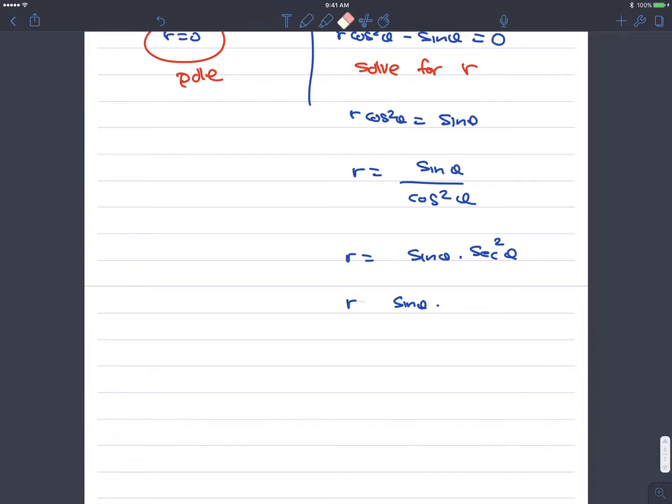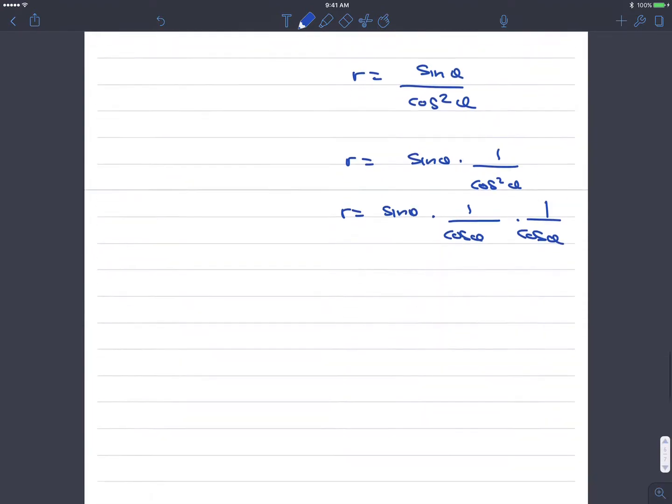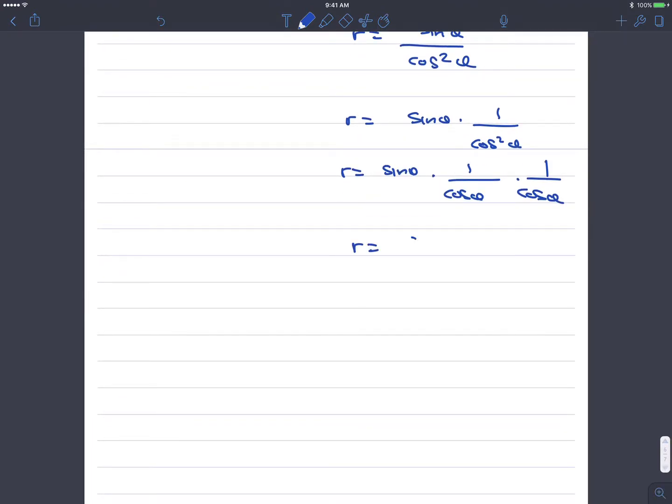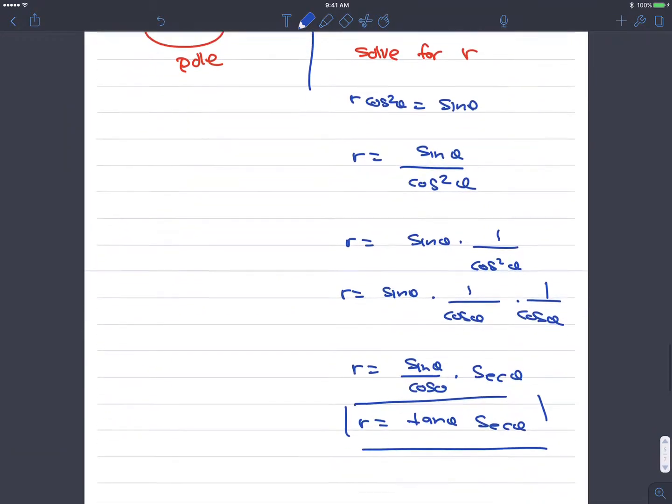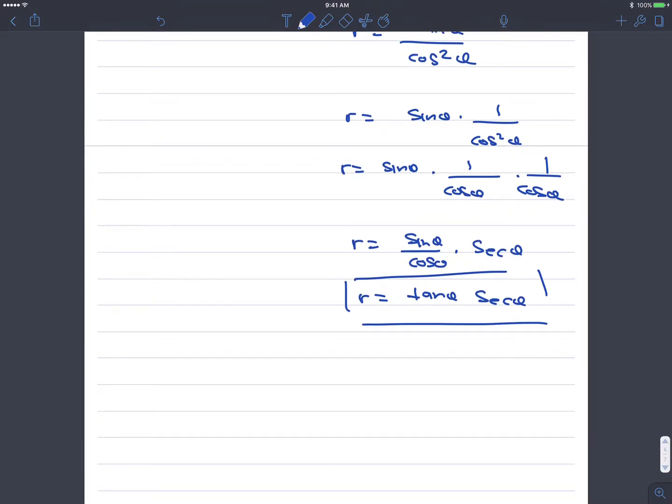Let's do it a little different. We don't have to say secant theta. Why don't we just say 1 over cosine squared theta? And so r is going to be sine theta times 1 over cosine theta times 1 over cosine theta. So r becomes sine over cosine times secant theta. You know what sine over cosine is? That's tangent theta, secant theta.